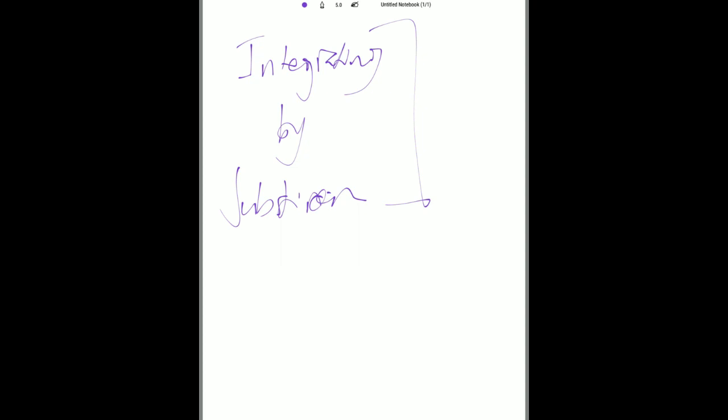I can say offhand that most of the times, we use integration by substitution when we have a composite function. And we also use it particularly when we have the product of two functions where one is the derivative of the other. So let's look at a few examples.